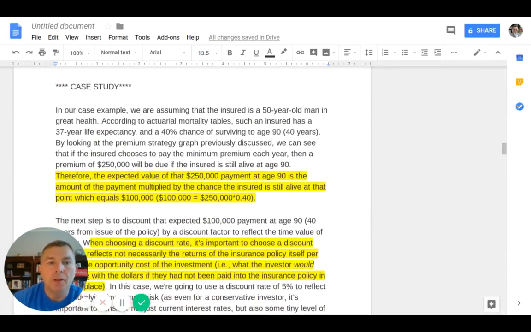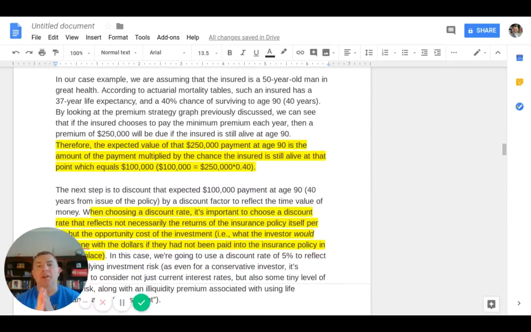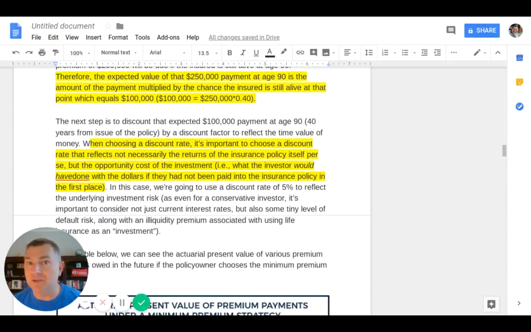All right. Therefore, the expected value, now here's where it gets exciting. I love this stuff. Therefore, the expected value of the $250,000 payment at age 90 is the amount of payment multiplied by the chance that the insured is still alive at that time, which equals $100,000, because there's only a 40% chance he's still going to be alive. So we take 40% times the $250,000 premium payment, and the expected value is $100,000. It's not $250,000 because only 40% of the population survives that long.